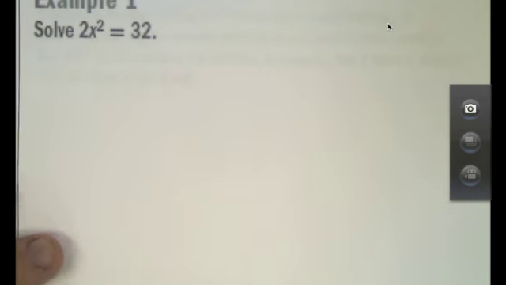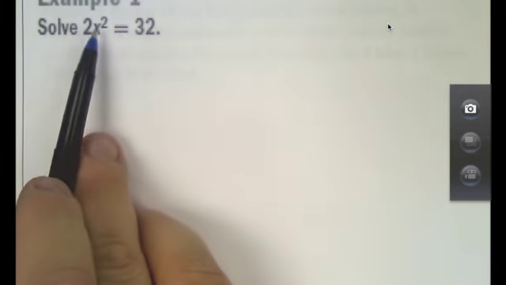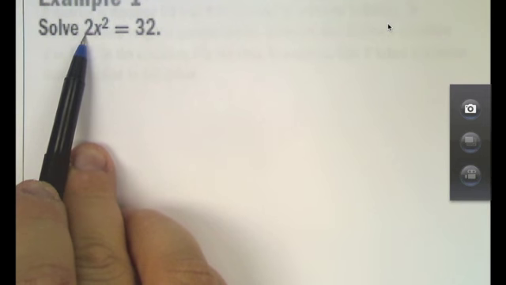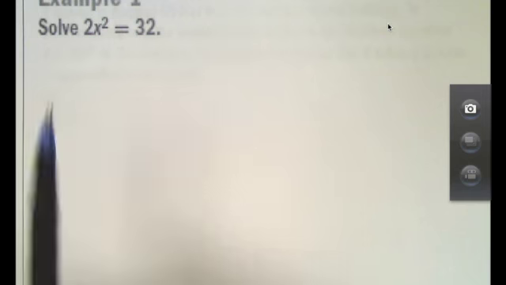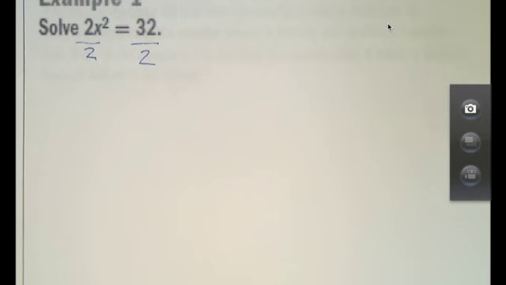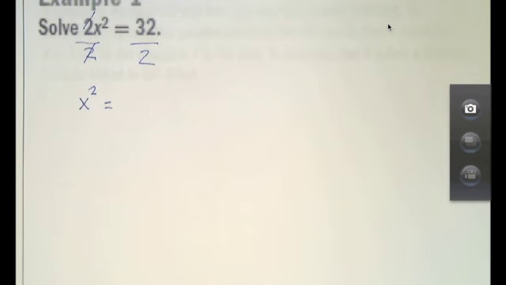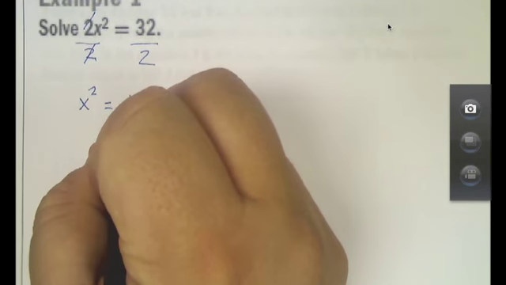So let's look at example 1. It says solve 2x squared equals 32. Okay? Like I said before, you want to get x by itself. So we got to get rid of this 2 that's on this side. Well, the inverse of multiplying by 2 is dividing by 2. Whatever I do to one side, I obviously have to do to the other side. My 2's divide out. Leaves me with x squared, kind of like when we had a Pythagorean theorem. What's 32 divided by 2? 32 divided by 2 is 16.